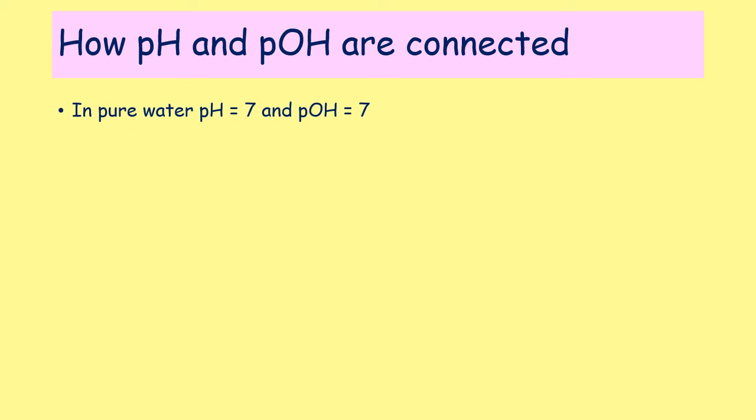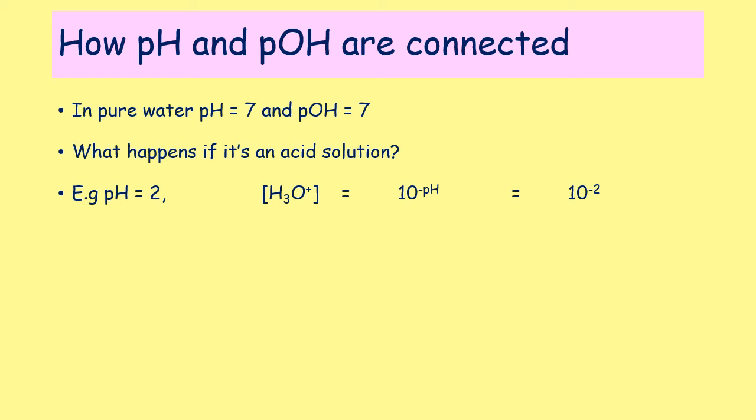So in pure water, they're both equal 7. Now, are they always the same value or not? We'll find out. We're going to look at another example. So we're going to look at a solution that is acidic. So we're going to say that it is pH 2.